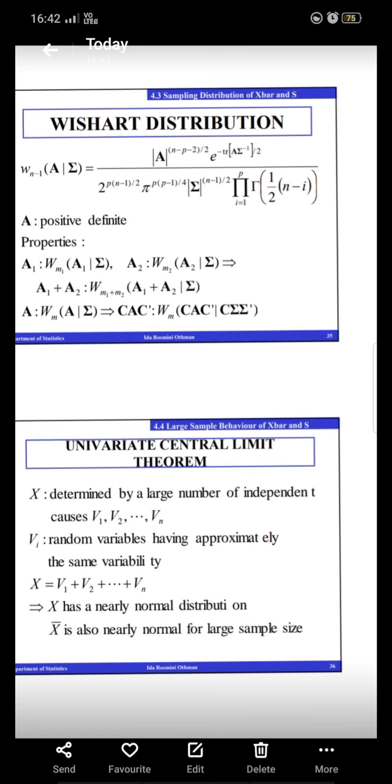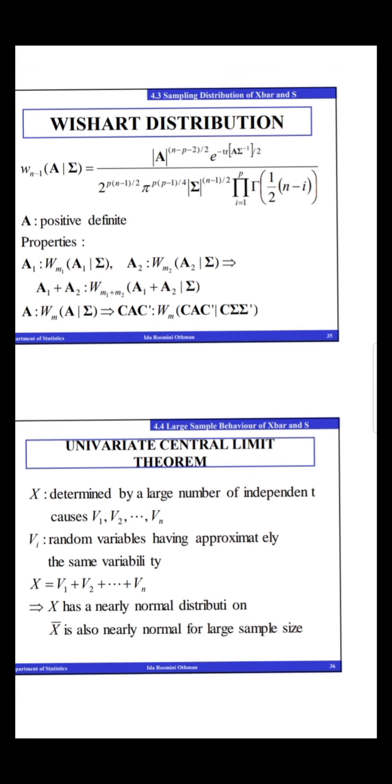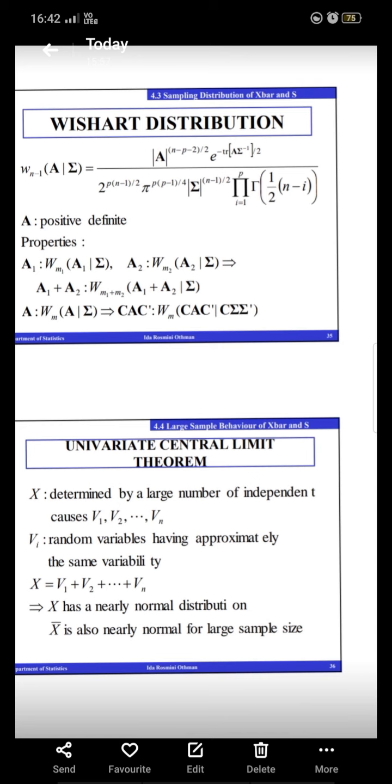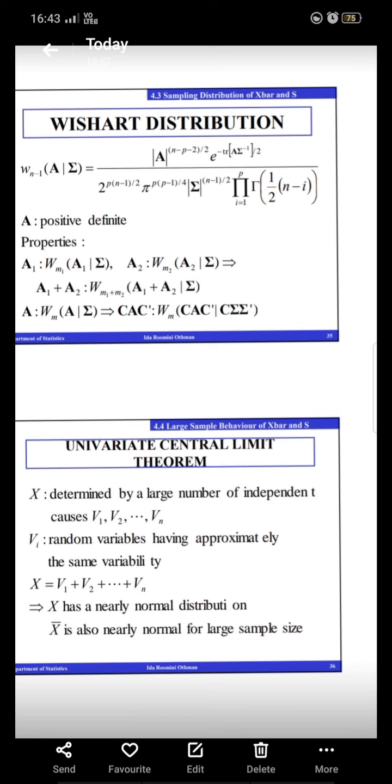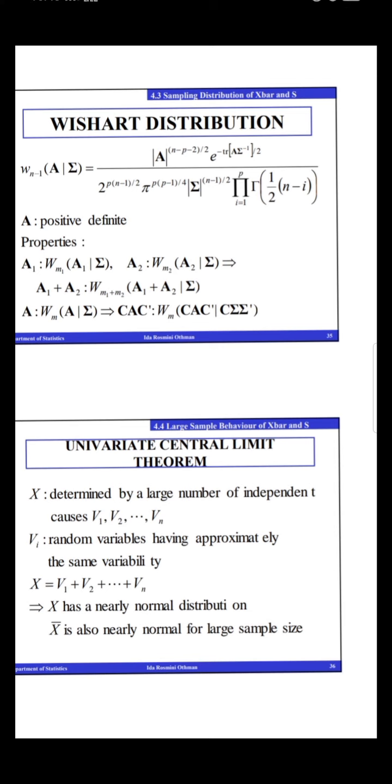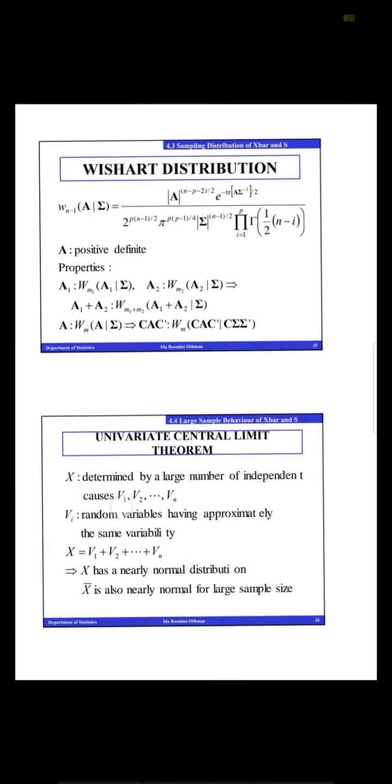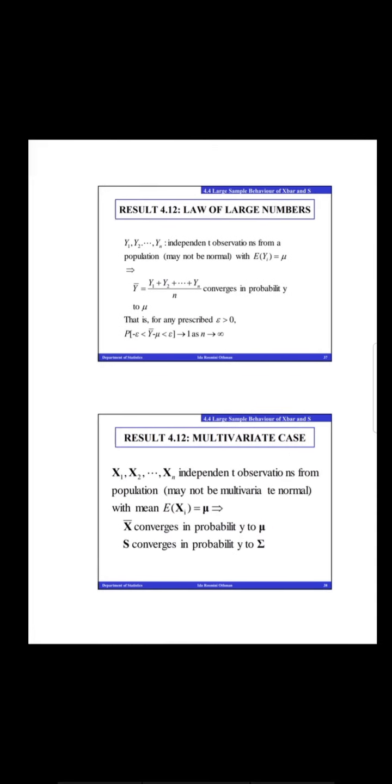Okay, because X adalah large number of independent, so summation of X, we can say that X can be approximated kepada normal distribution because we are using the central limit theorem. So X bar pun we also can say that X bar is also approximately normal distribution for large sample size. Right, we will use the central limit theorem. Okay, itu yang you dah faham sebelum ni.